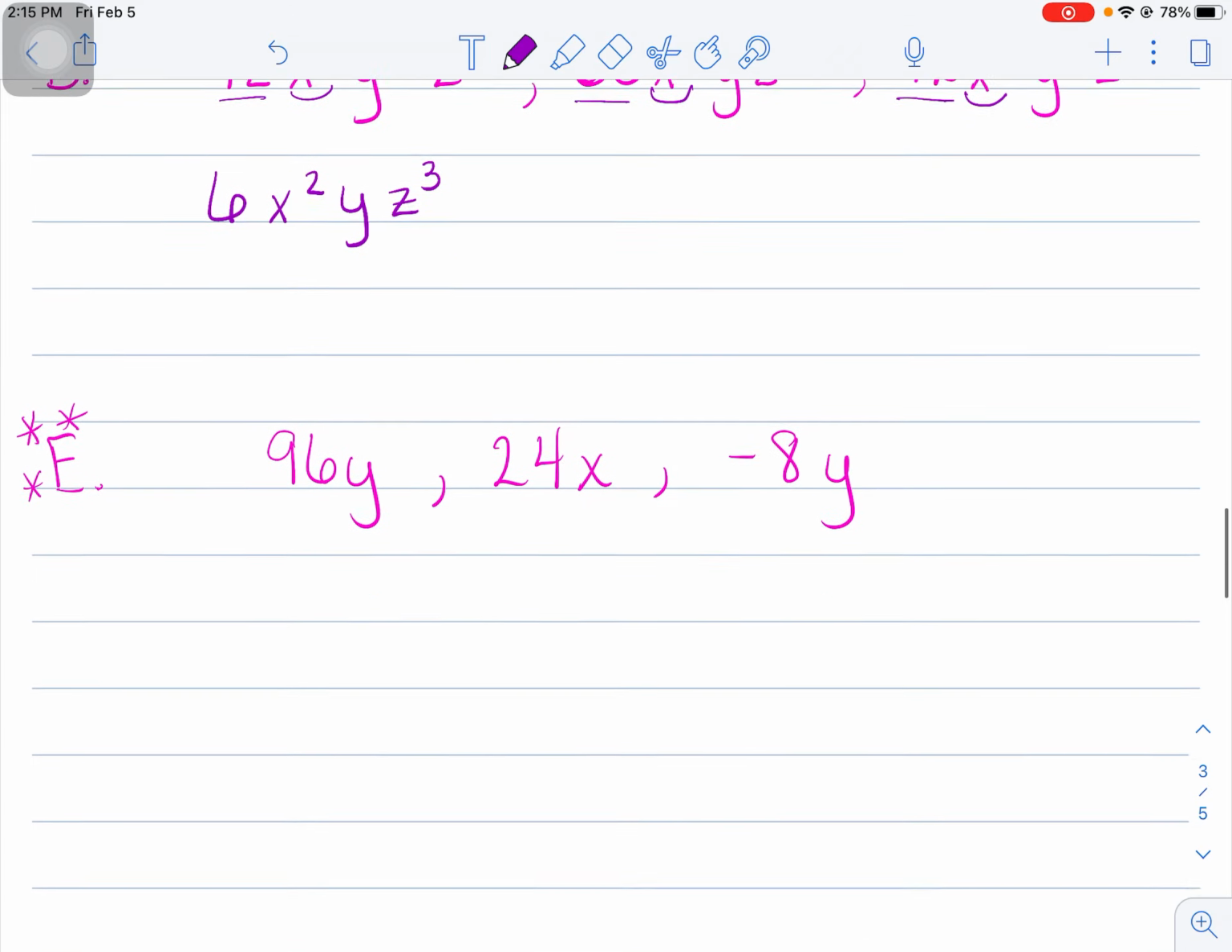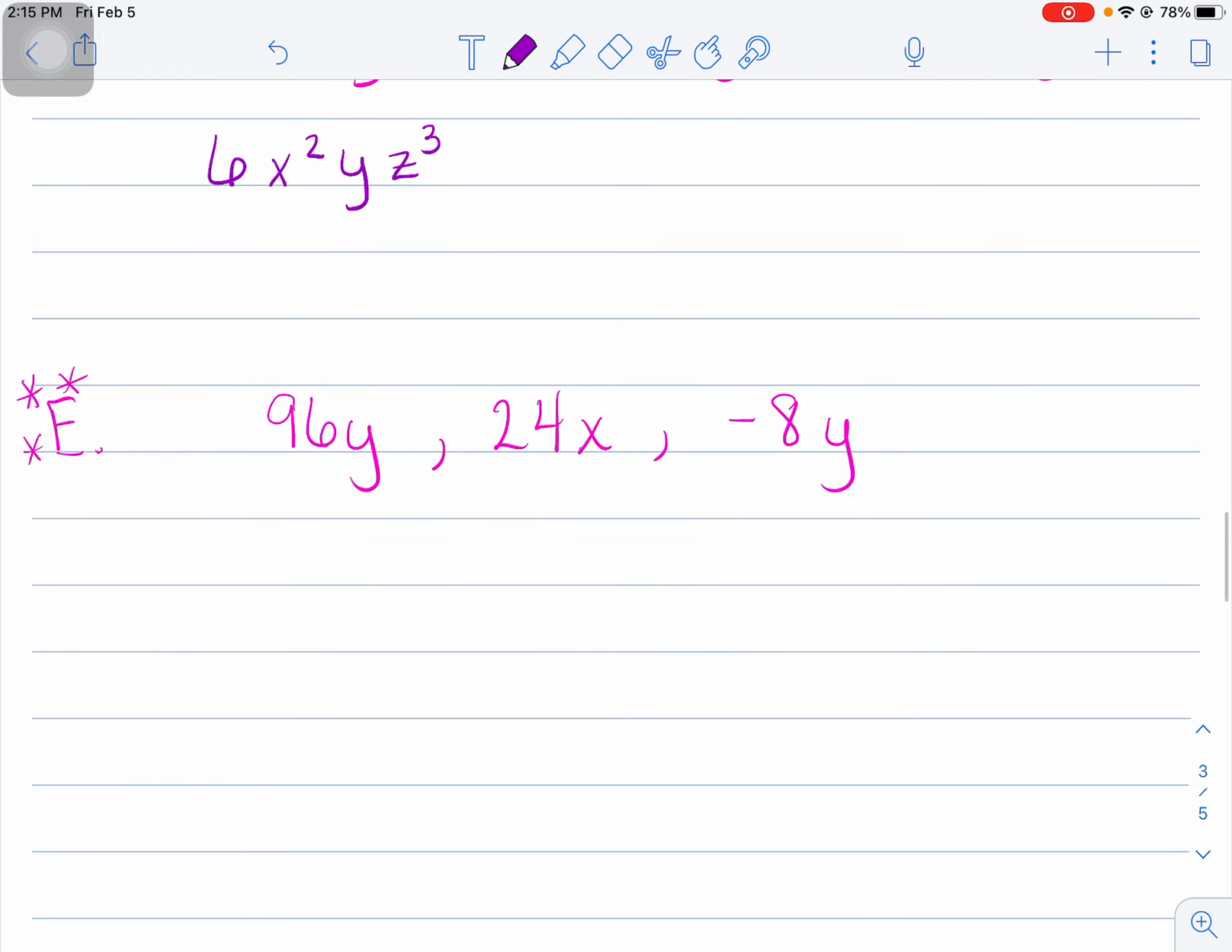All right, let's try a 3-star. We have 96y, 24x, and negative 8y. A lot of times people get confused with the negative 8. Remember, this is the same thing as negative 1 times 8, and then the y. So think about it that way. What's the largest number I could pull out? I don't have any variables. The only thing I could pull out of this one is 8.